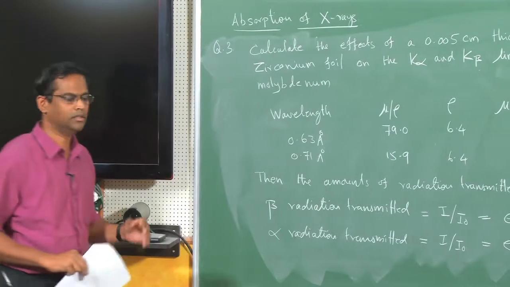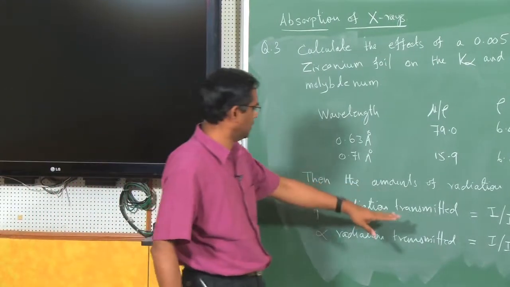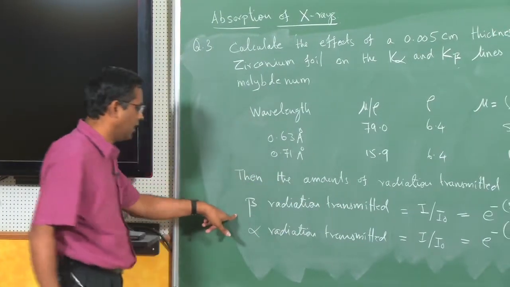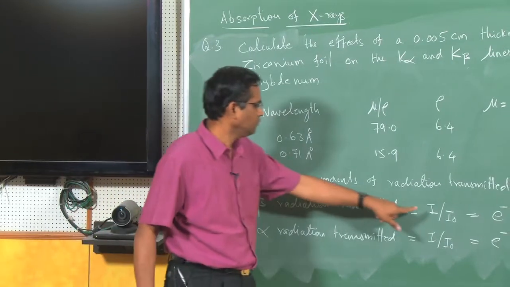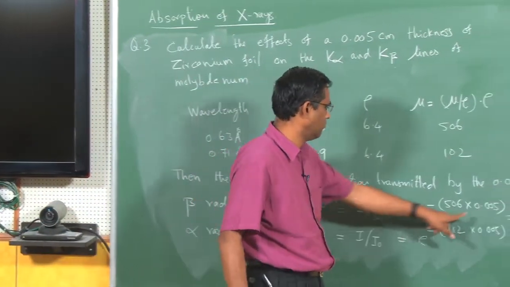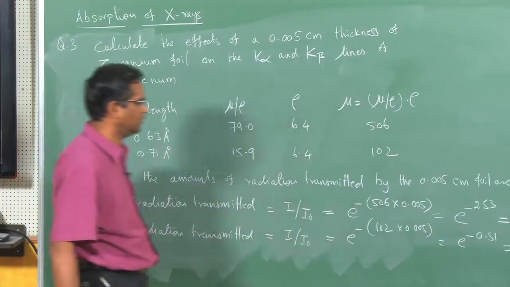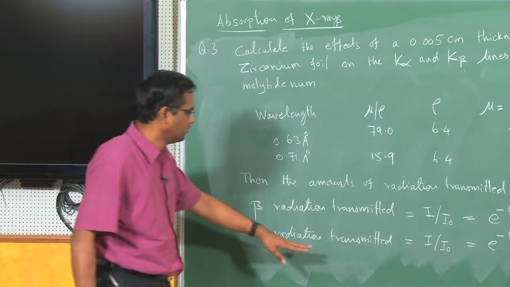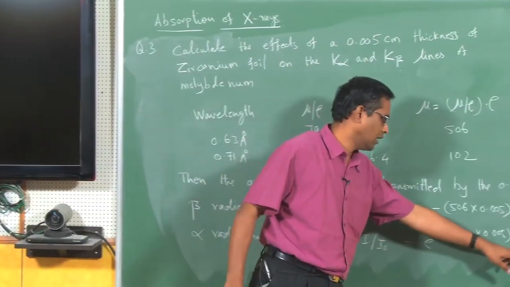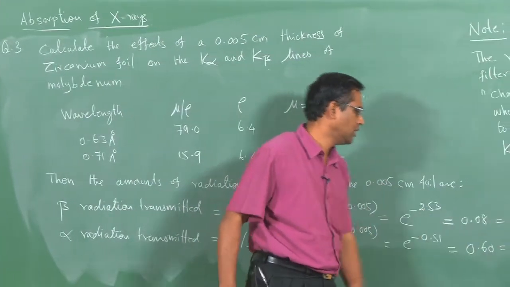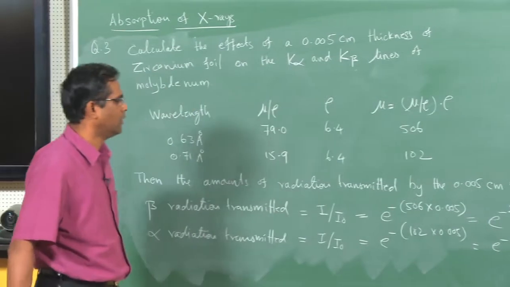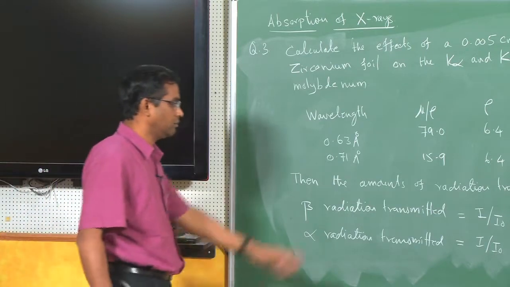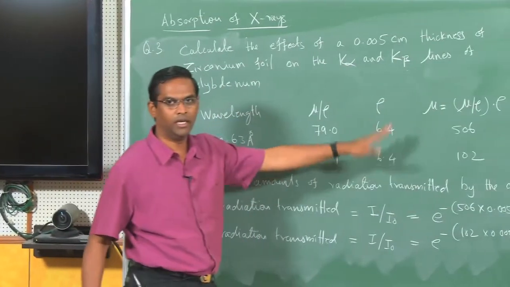What we have done here is we have simply used the previous equation for calculating the beta radiation transmitted through this formula, which is about 0.08, which is nothing but 8%. See, alpha radiation transmitted according to this calculation is about 0.6, which is about 60%. So, originally the intensity ratio is pretty high compared to using the zirconium filter.